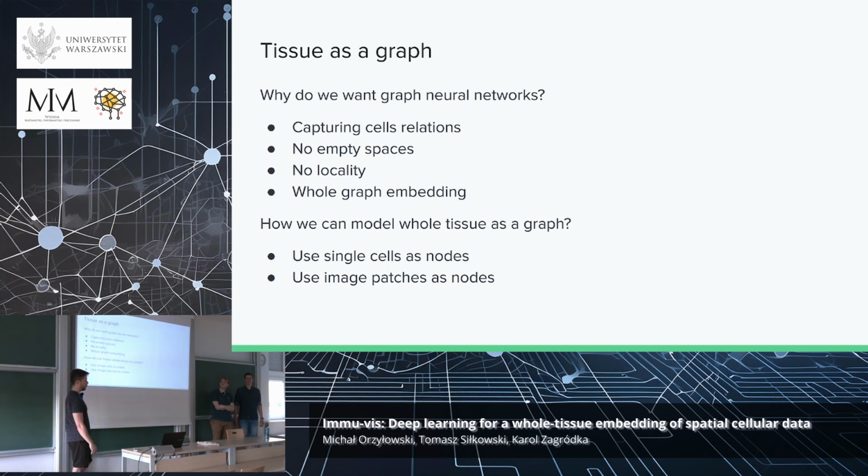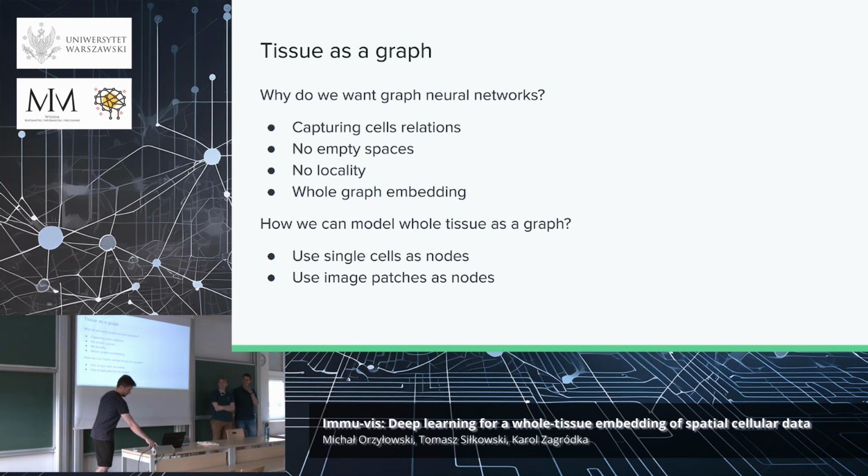So how can we model the tissue as a graph? We can either get all cells and use them as nodes and connect them to the neighboring nodes, so that would create a big graph. Or we can use those image patches and create a graph of those images, so that would create a small graph, but it will be easier to train, maybe less detailed.